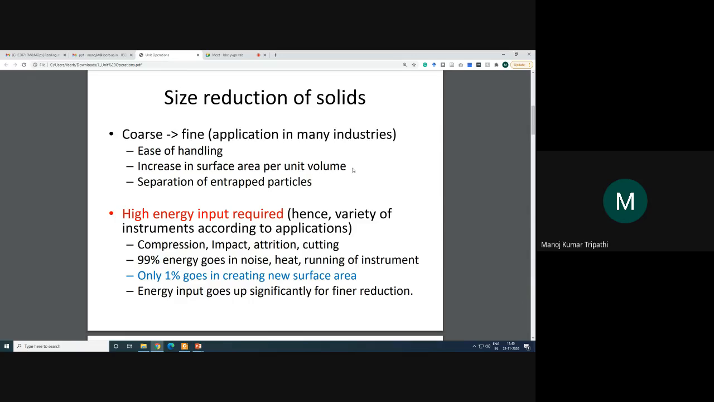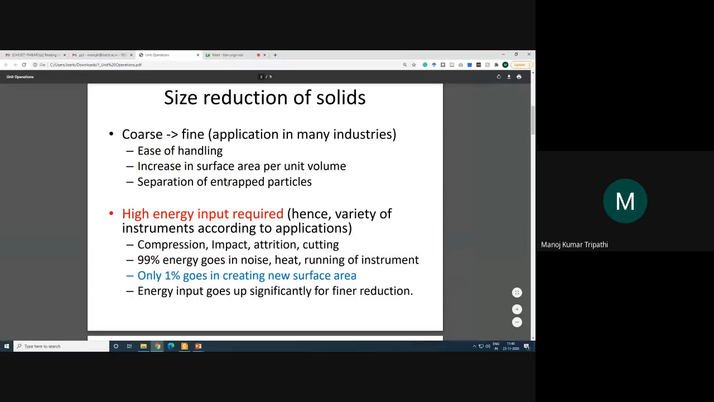For example, if you want to burn coal in a thermal power plant, there you need large surface area of coal so that it can burn faster. Okay. Or separation of entrapped particles that we have already discussed, gold mining and so on, or metal mining.